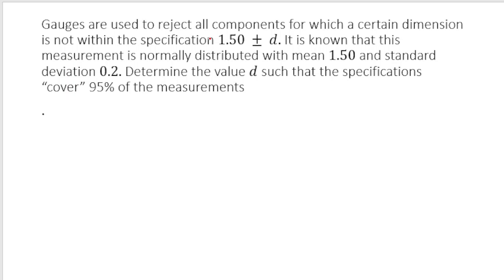But anyway, look at this next question. Gauges are used to reject all components for which a certain dimension is not within the specification 1.50 plus minus d. It is known that this measurement is normally distributed, with mu equal to 1.50, the mean, and a standard deviation, sigma, equal to 0.2.